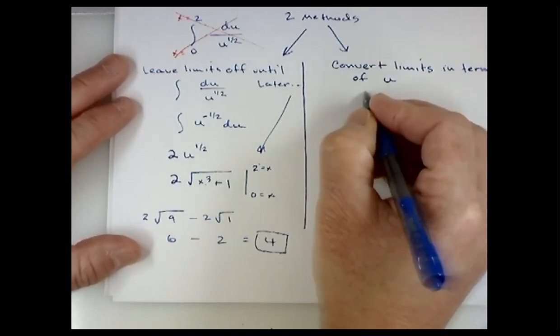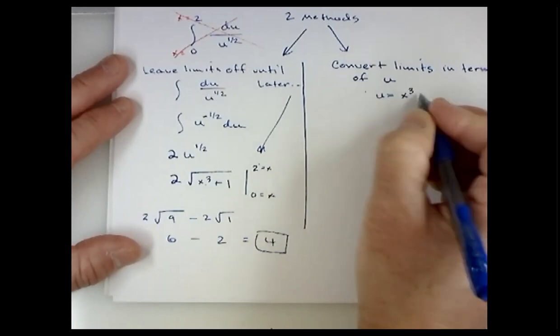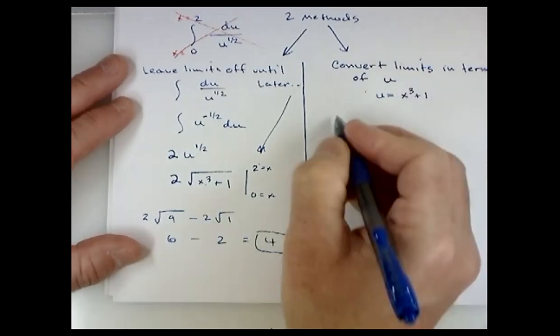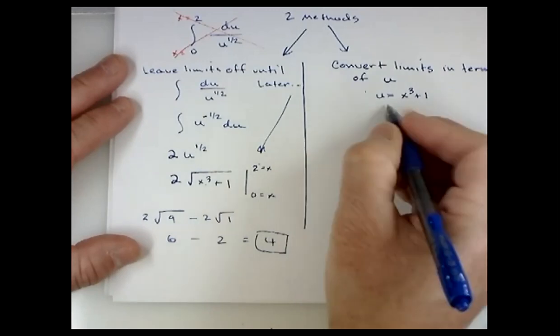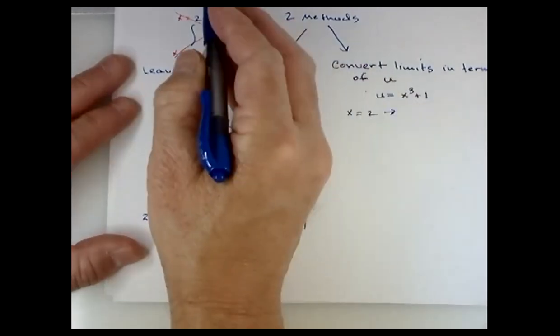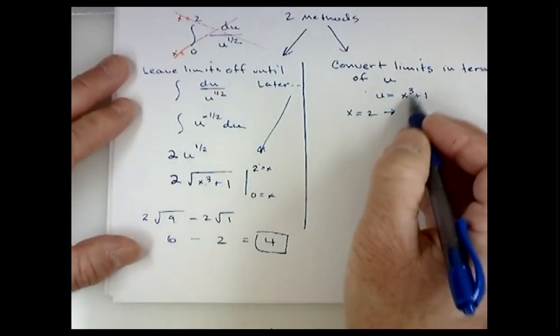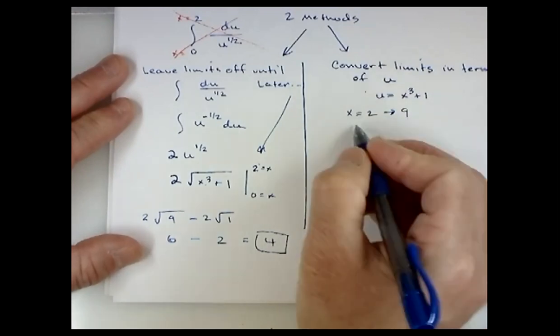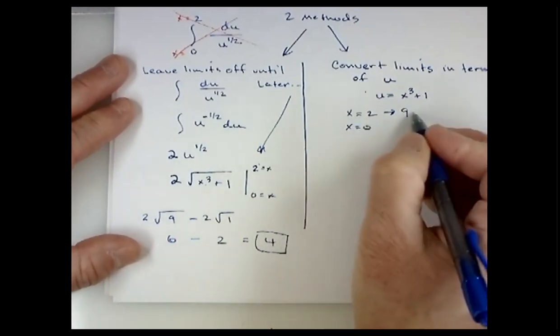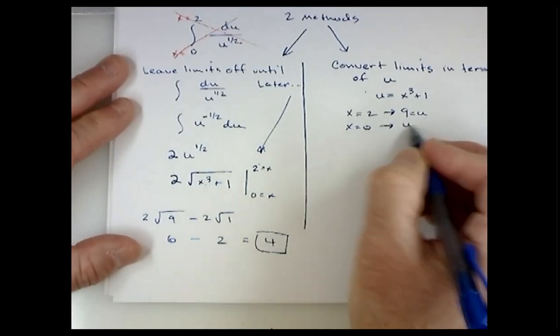If you go to your U-substitution, my U-substitution was U equals x cubed plus 1. So what would you get if x was 2? That was our upper limit. What would that be in terms of U? 2 cubed plus 1 would be 9, right? And if x was 0, then U would equal 1.